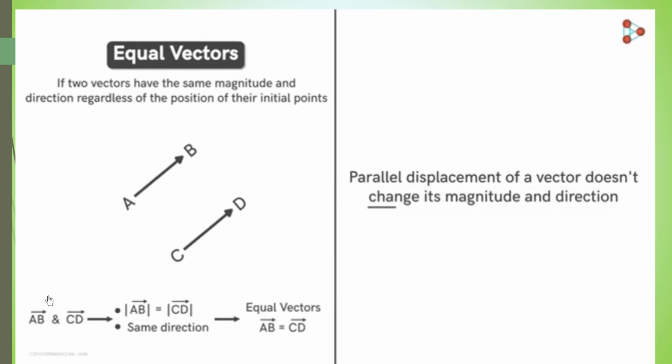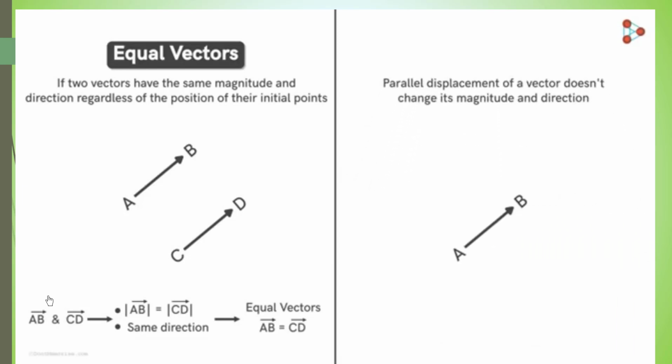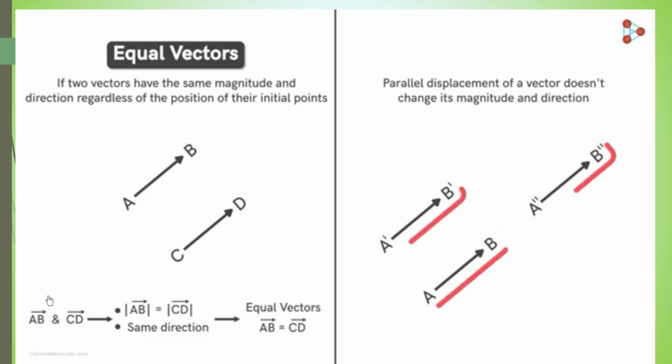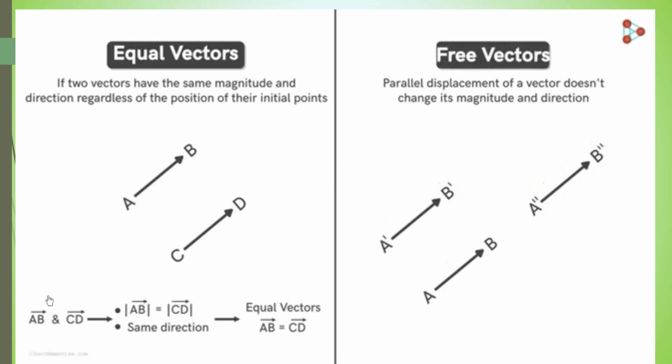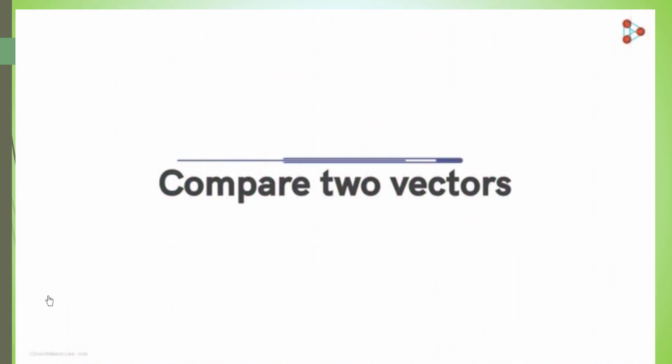It is a very important point: parallel displacement of a vector doesn't change its magnitude and direction. So we can move a vector from one place to another, and its effect will remain the same. These types of vectors are known as free vectors. Moving a vector from one place to another does not change its magnitude, direction or effect. So these two vectors are still equal vectors, and it is very easy for us now to compare two vectors.